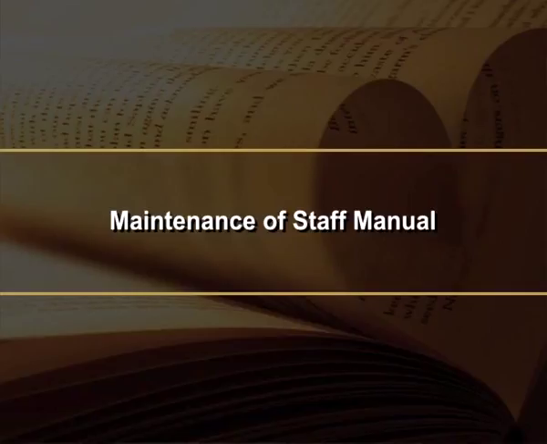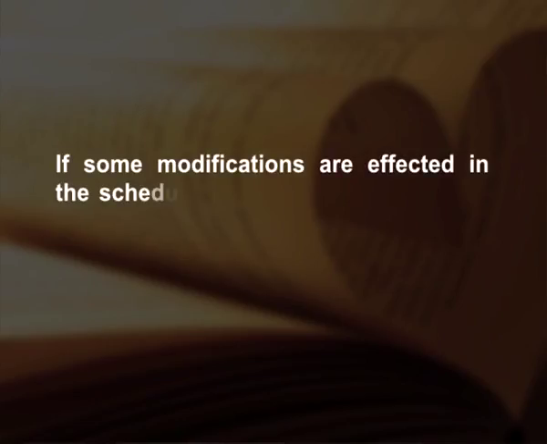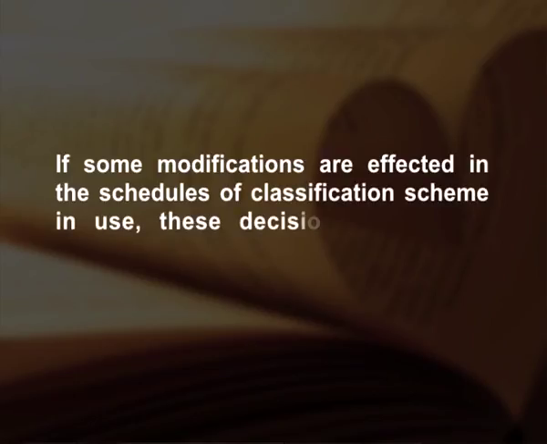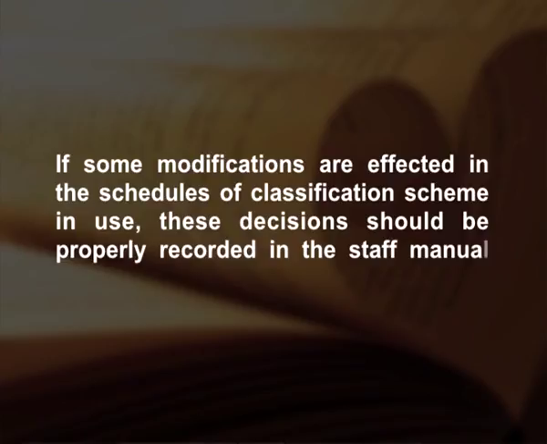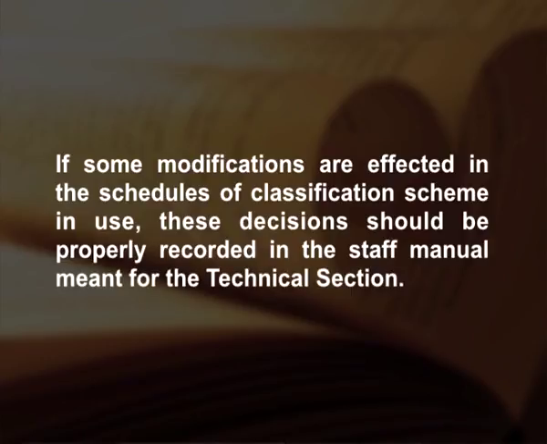Maintenance of staff manual. If some modifications are effected in the schedules of the classification scheme in use, these decisions should be properly recorded in the staff manual meant for the technical section. This helps the smooth flow of work along the prescribed lines if the classifier leaves the library or is transferred to another section. Because of this procedure, the newcomers do not feel handicapped due to lack of proper guidance. The modification should be decided in staff meetings after great thought and prolonged discussions. A wrong decision can paralyze the entire system.